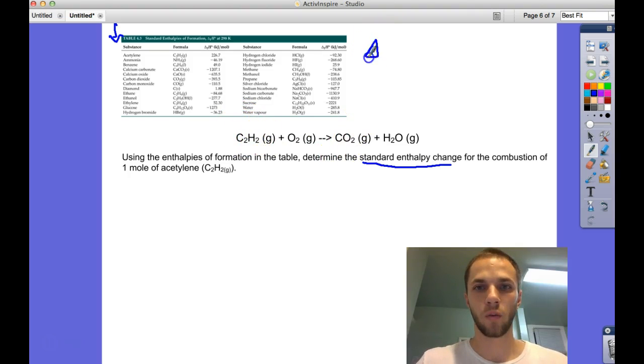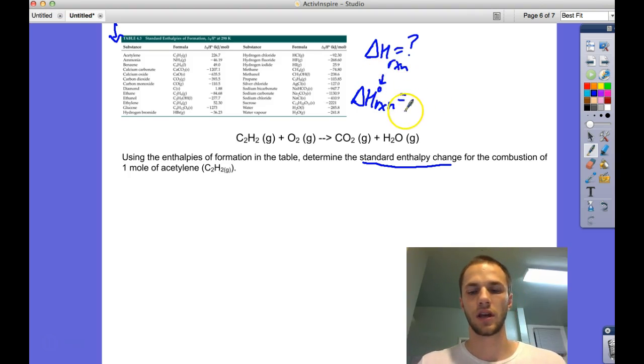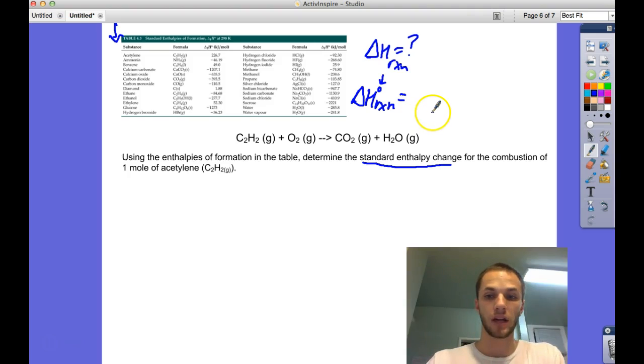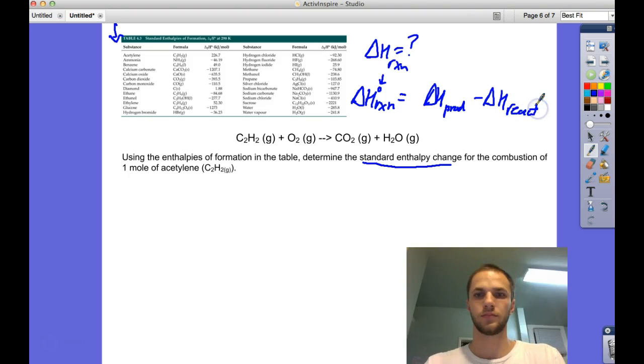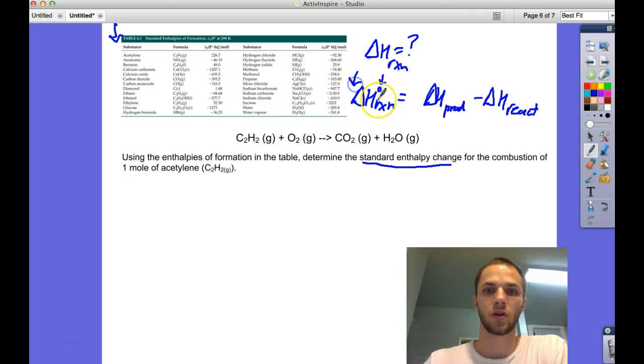I need to figure out what delta H is equal to for the reaction, which I'm going to abbreviate RXN. Well, we know the delta H of a reaction, and we put the little knot here to indicate standard conditions. Just like we said before, it's the products minus the reactants. It's the change in enthalpy of the products minus the enthalpy of the reactants. And this is an equation that's on your equation sheet.